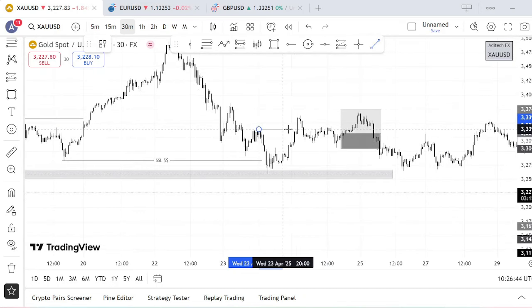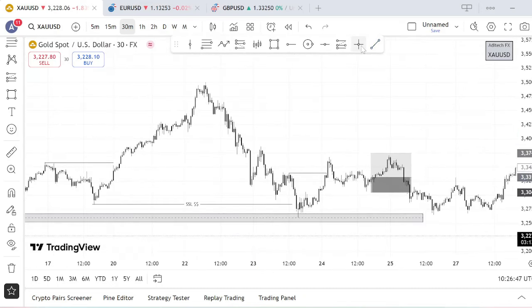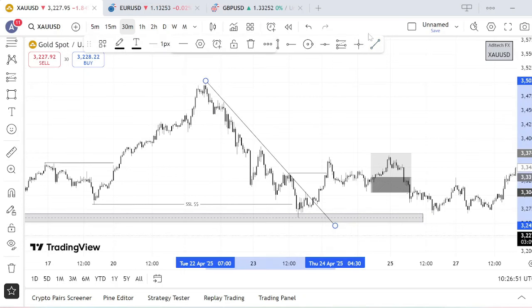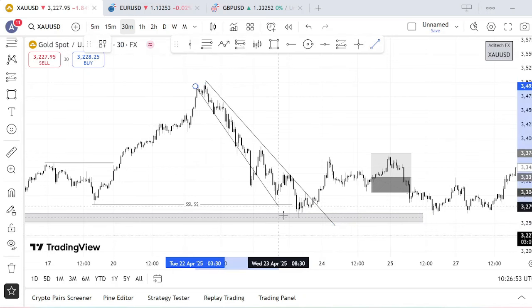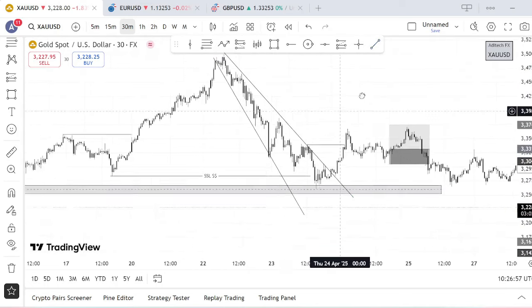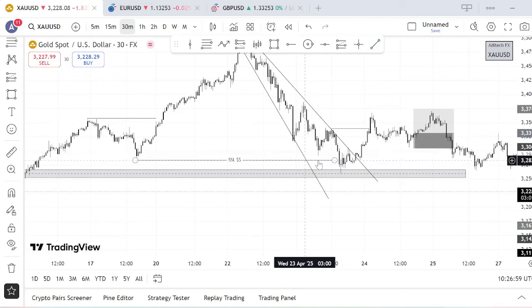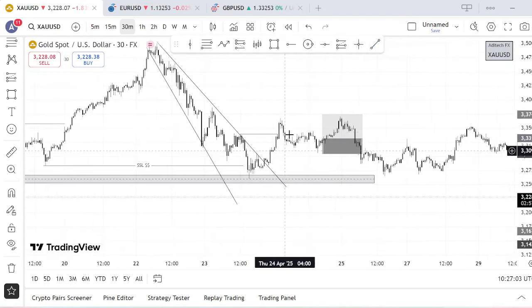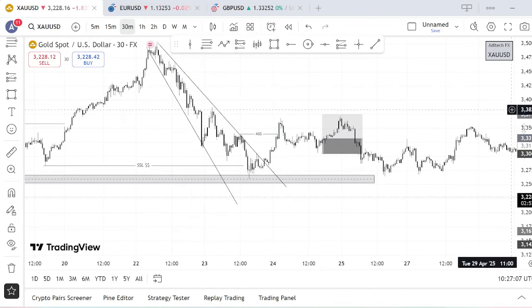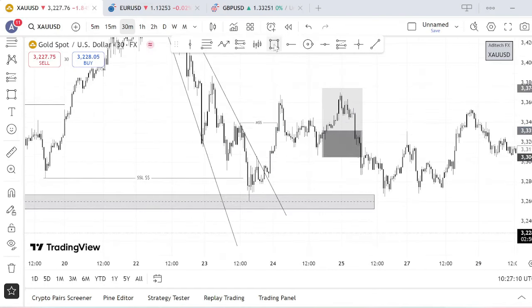I saw this market structure shift right here, and also my falling wedge strategy, right? I noticed that price has done what? Has broken the falling wedge strategy due to the fact that it has tapped into a key level and swept the sell side liquidity. We got a market structure shift, right? And another block was right here.